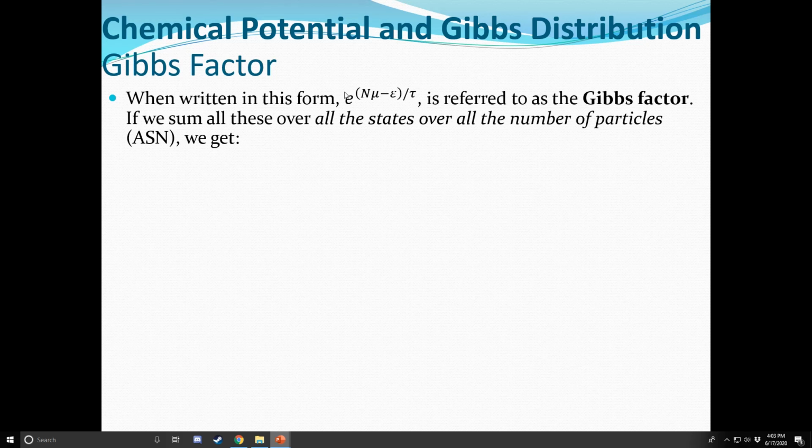Now, what ends up being important is this factor. The factor that we end up getting is n mu minus epsilon over tau. So this is what we're going to call the Gibbs factor. It's literally just like the Boltzmann factor, except if you remember, the Boltzmann factor was just minus epsilon over tau. It did not include the concentration factor. So that's the difference between the Gibbs factor and the Boltzmann factor: the inclusion of concentration.